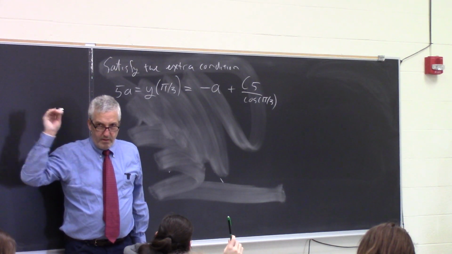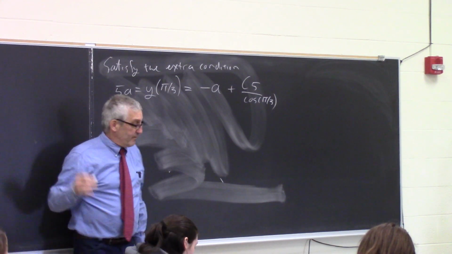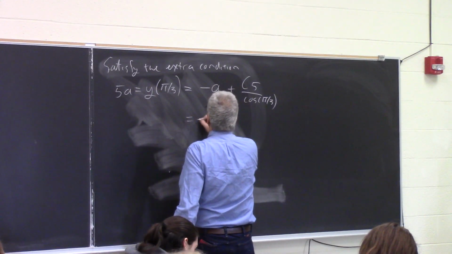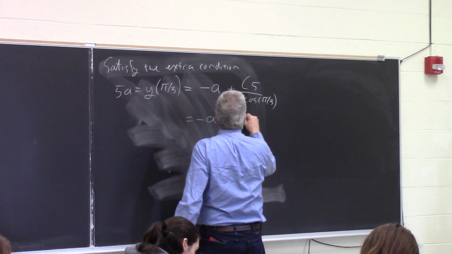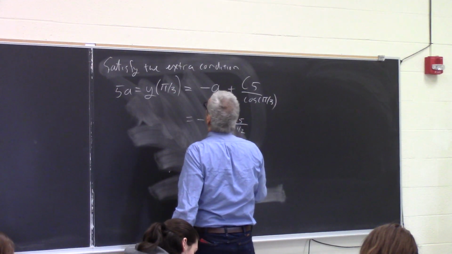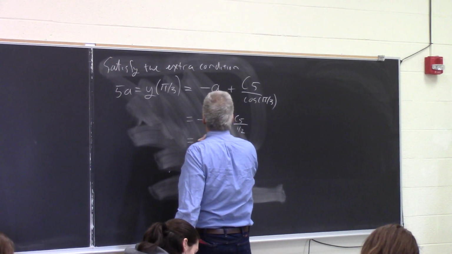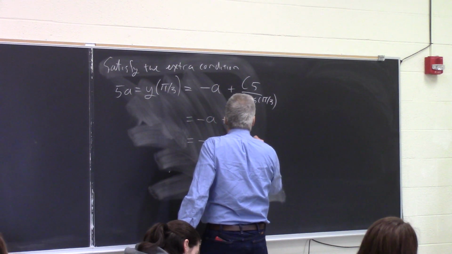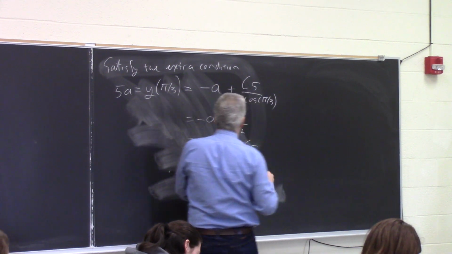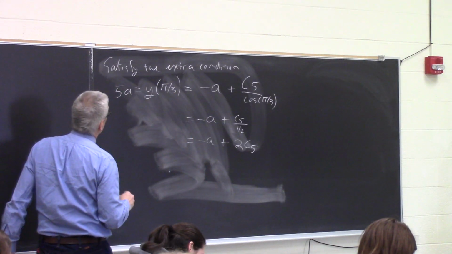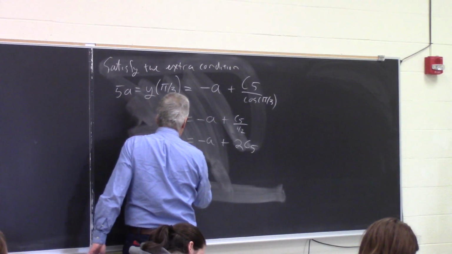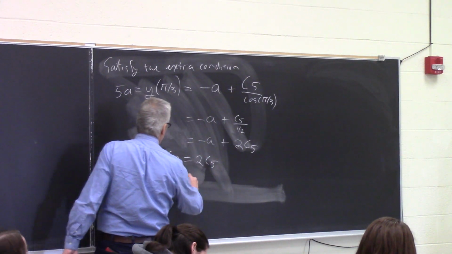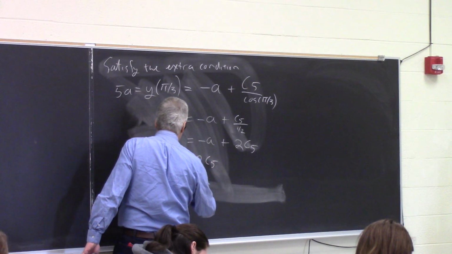Some more hands. Andrew. Isn't it 1/2? Yes, it's 1/2. So this is minus a plus c5 over 1/2. So that's minus a plus 2 c5. So let's figure out what c5 is. So that means that 6a equals 2 c5. So that means C5 has to be the number 3.